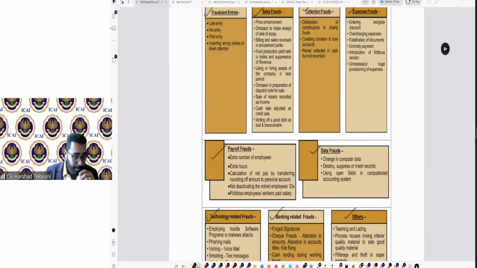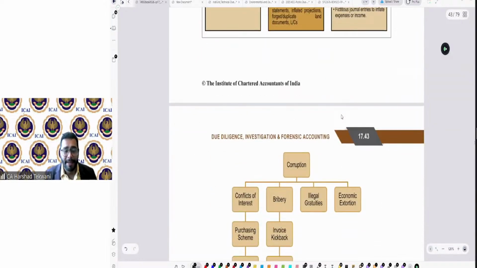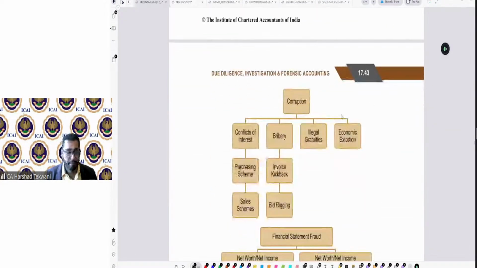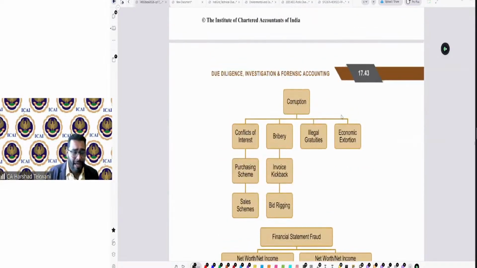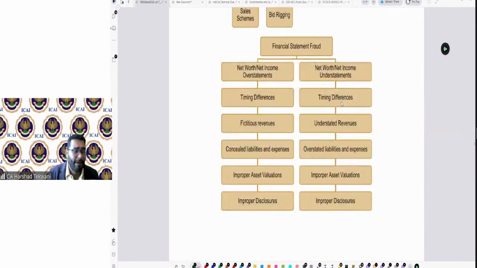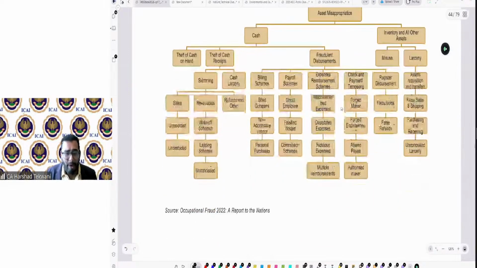As a result, understanding and identification of fraud has become very difficult day by day. There are some examples given in your module. I will suggest you refer to these examples with respect to fraud. These are types of frauds. These are very important and will give you a good understanding of the types of fraud that can be done.